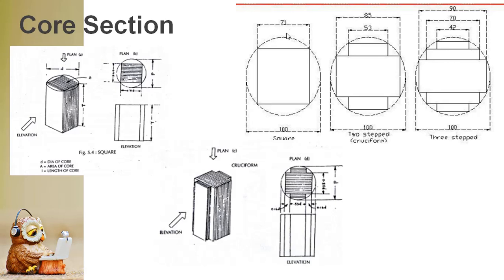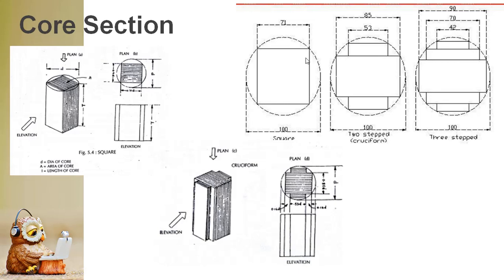It means 71% of diameter. That is for single step or square type. In the cruciform, if the dia is unread, the first step you can see here is 85, and the second step width is 53. It means 85% of the dia and then 53% of the dia. Clear? And now for 3 step, 90% of the dia, 70% of the dia, 42% of the dia.